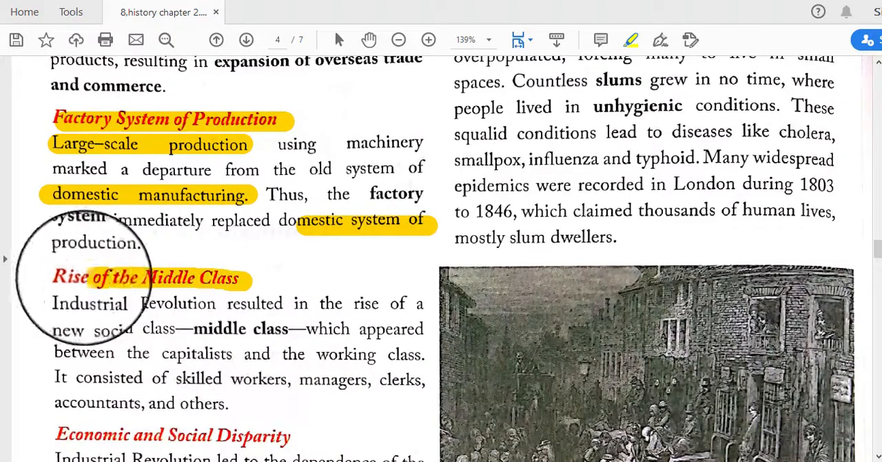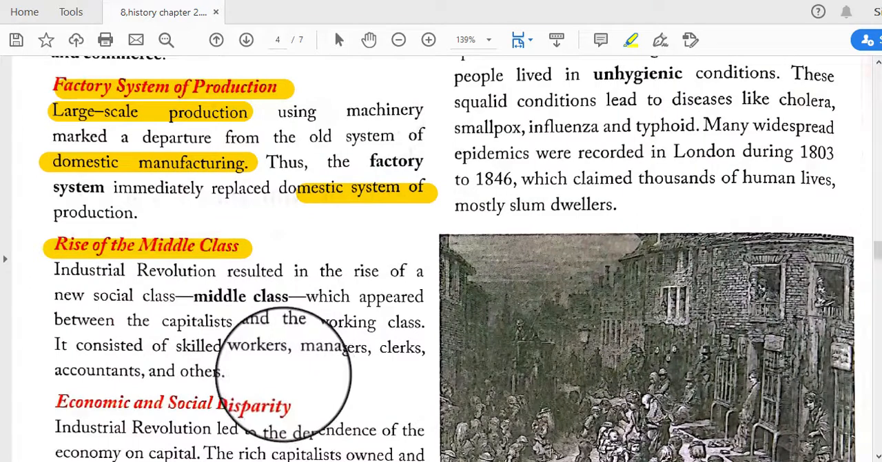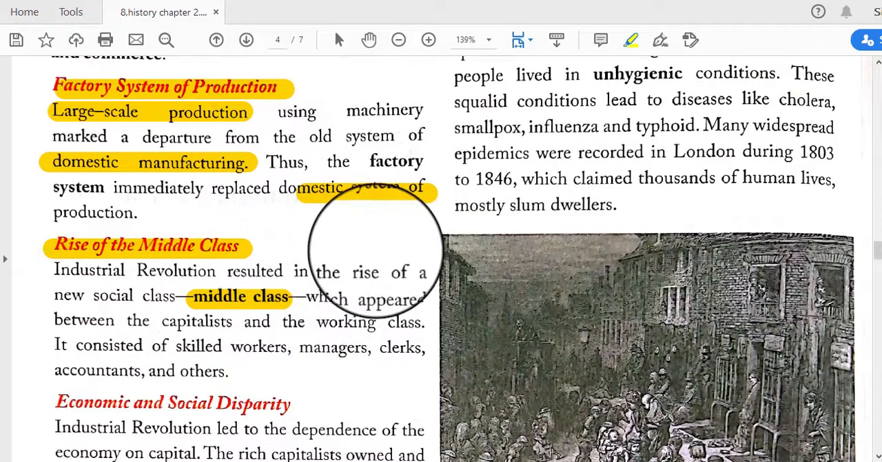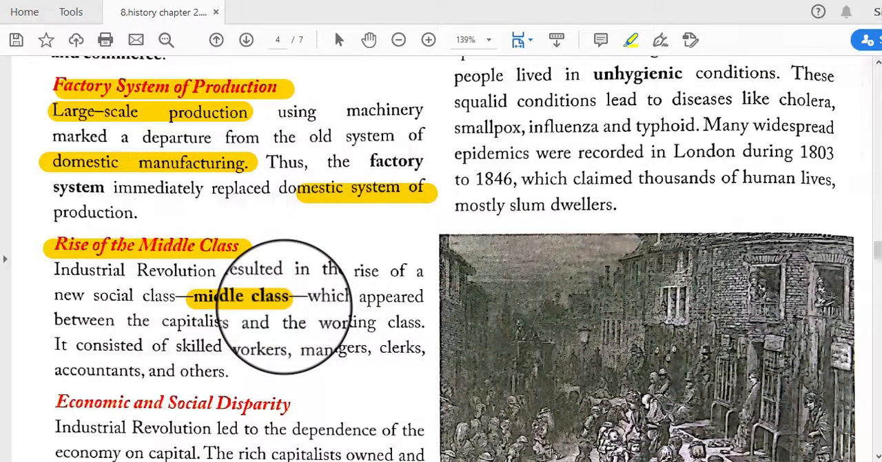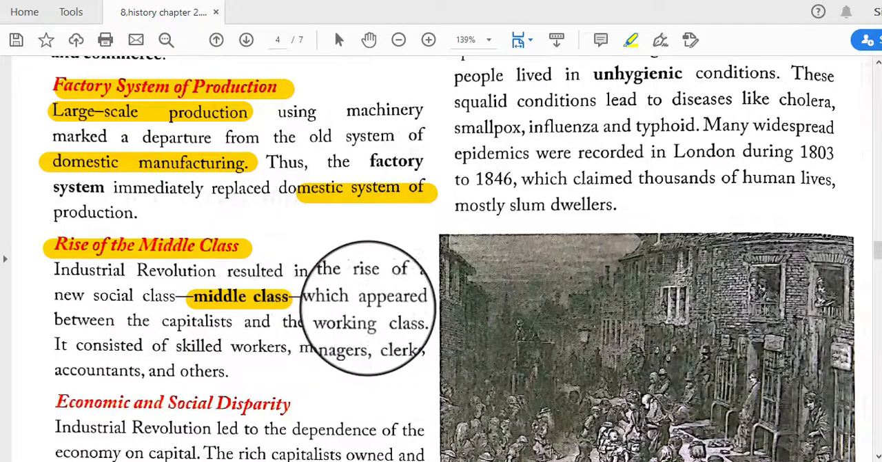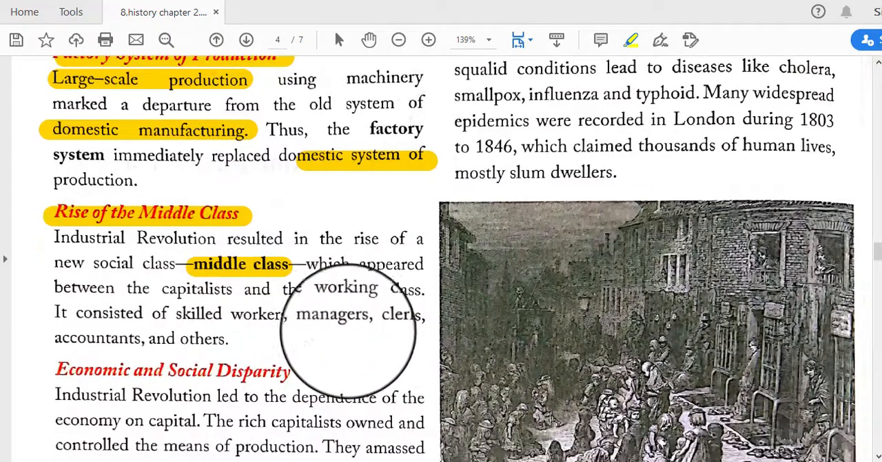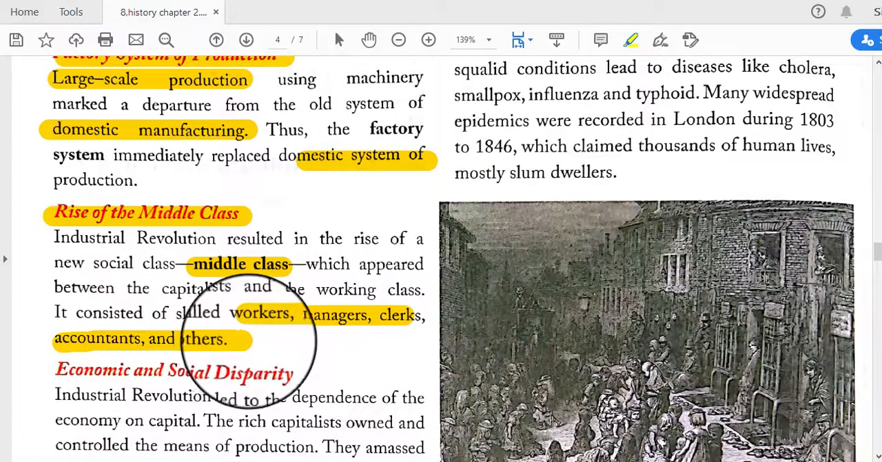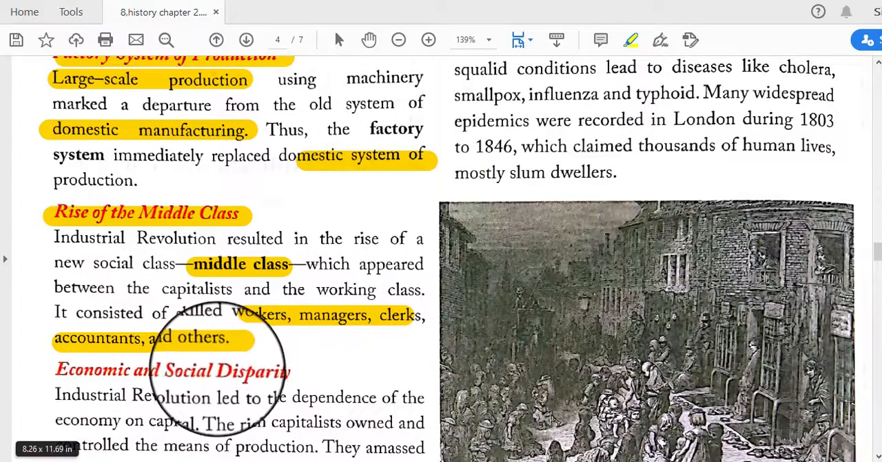And the rise of the middle class. The Industrial Revolution resulted in the rise of a new social class, the middle class, because before this there were only two classes, upper class and lower class. The middle class appeared between the capitalist and the working class, and it consists of skilled workers, managers, clerks, accountants and others.